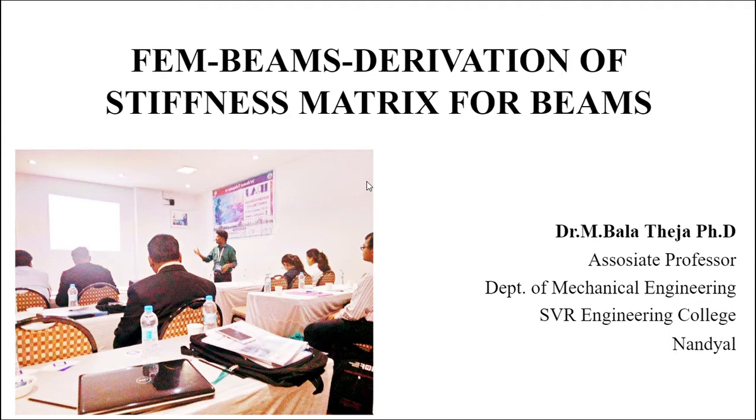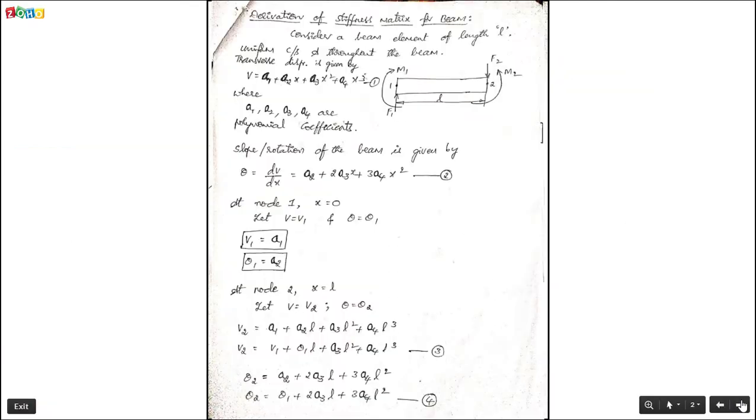In this session, we are discussing the topic: derivation of the stiffness matrix for beams. Earlier, we discussed the stiffness matrix for bars and for trusses. Now, we are discussing the stiffness matrix for beams. These are very important from the exam point of view. So, this is the derivation of stiffness for the beam.